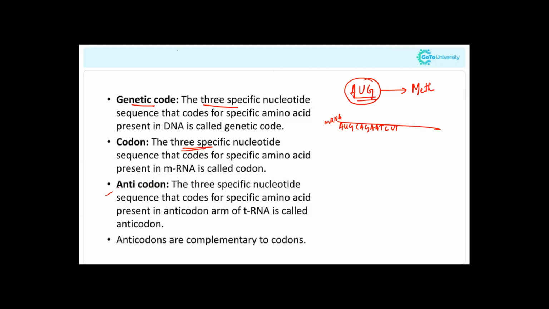Now, what is an anticodon? The specific three-nucleotide sequence present in the anticodon arm of tRNA is called the anticodon.